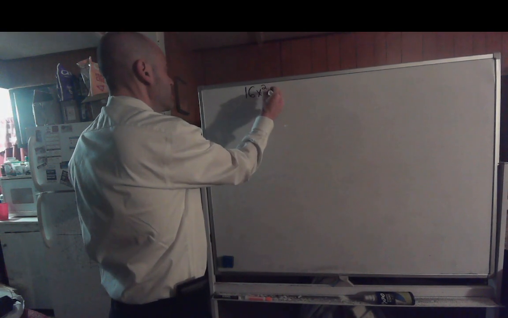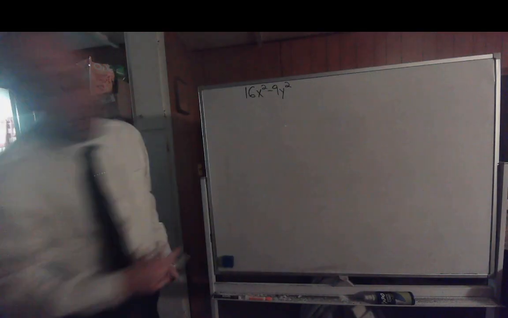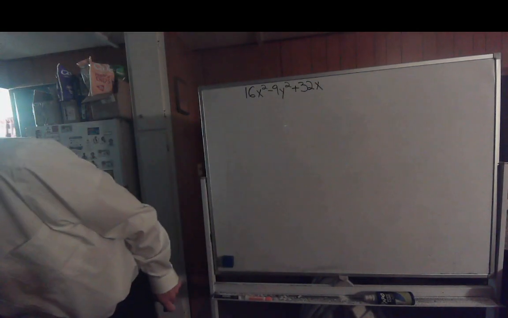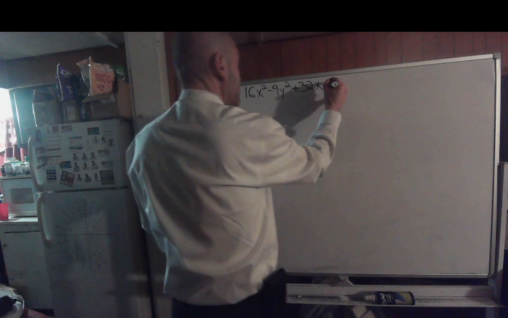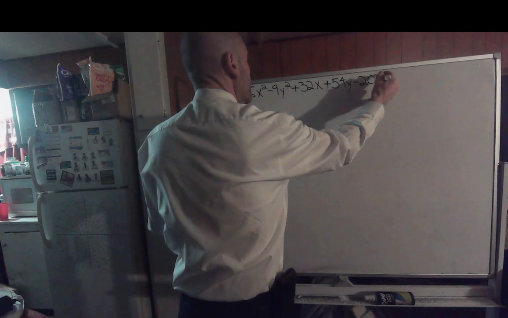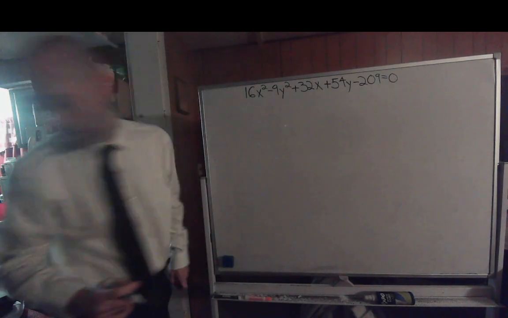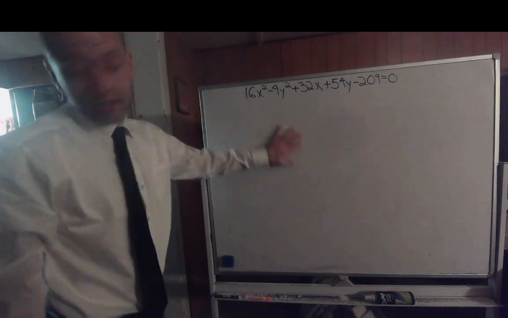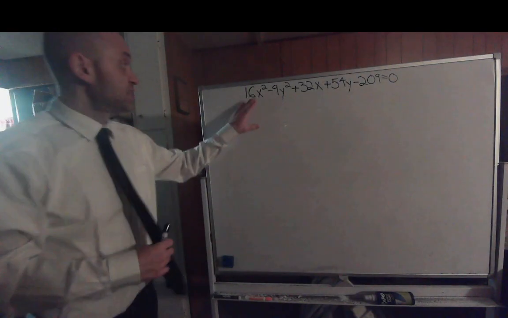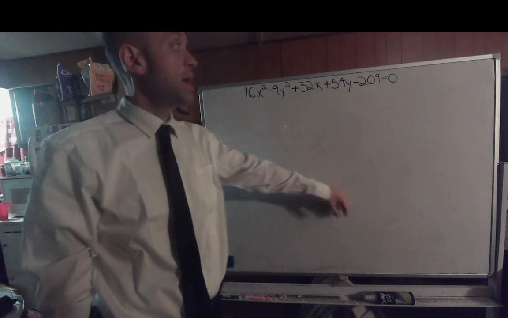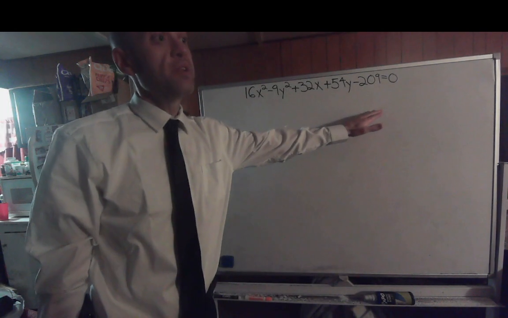16x squared minus 9y squared plus 32x plus 54y minus 209 equals 0. Alright, so what a bit of a mess we have here. So we have 16x squared minus 9y squared plus 32x plus 54y minus 209 equals 0.